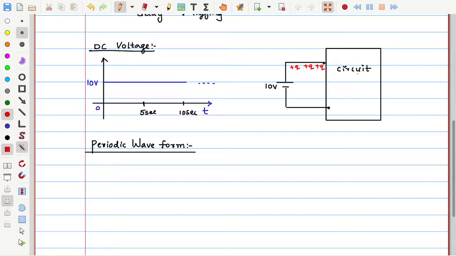Now, let me take some periodic waveform. So that may be, let us say, any kind of waveform.